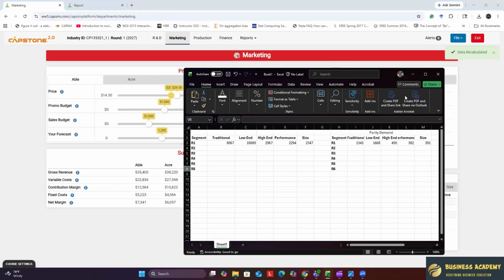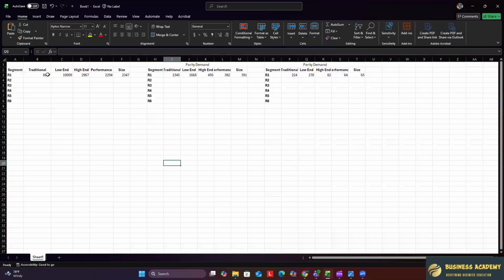For that, just use a simple Excel spreadsheet. Here's what I've done. So 8067 is what I have. This is round one, the traditional segment. What I did here is that I divided this 8067 by 6. That is my parity demand. This is the number of units that I have to sell to have an equal share of the market for everybody. Now that I know the parity demand, I need to figure out how many units I'm going to forecast.